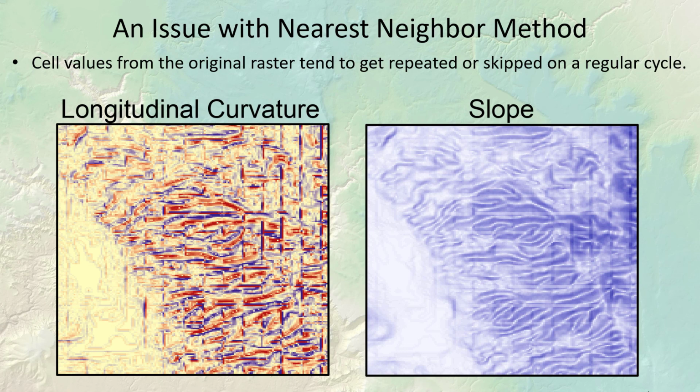So this is just one reason why you don't want to project rasters if you don't have to. But even if you do have to project a raster, then if you have a continuous surface like elevation or slope, make sure you use bilinear interpolation or cubic convolution as the method.